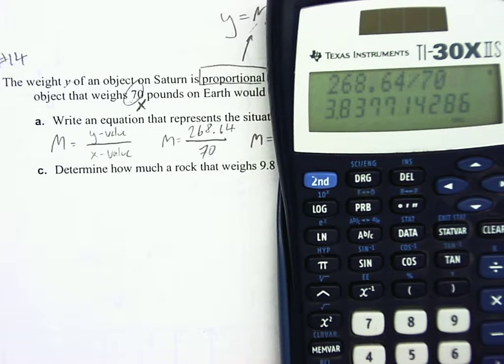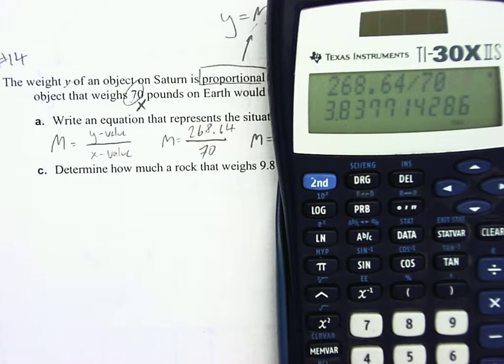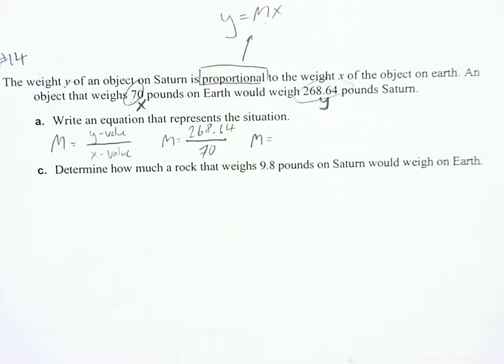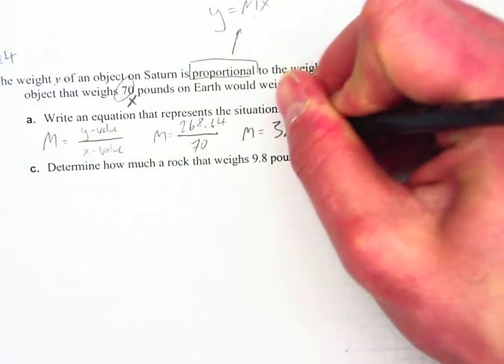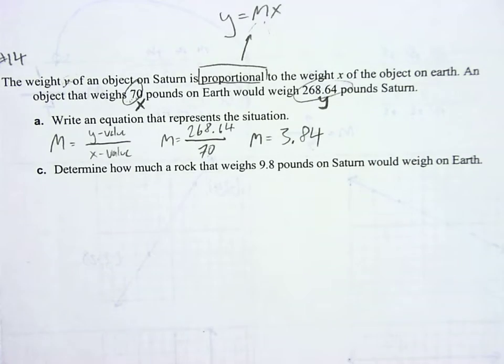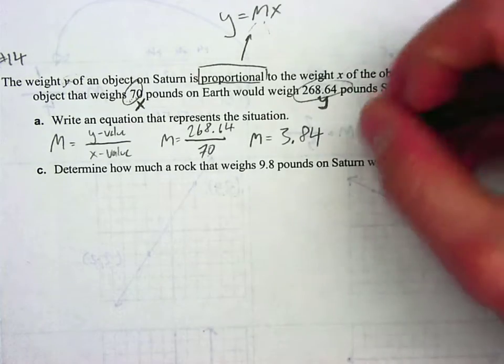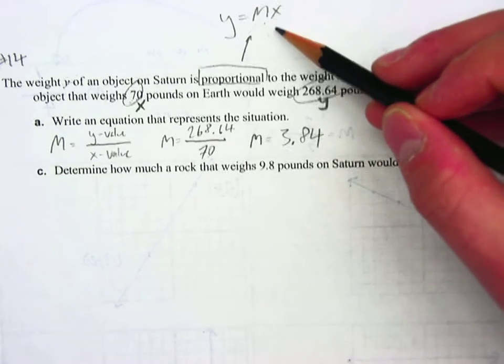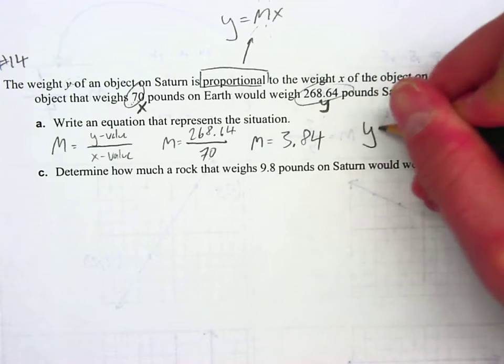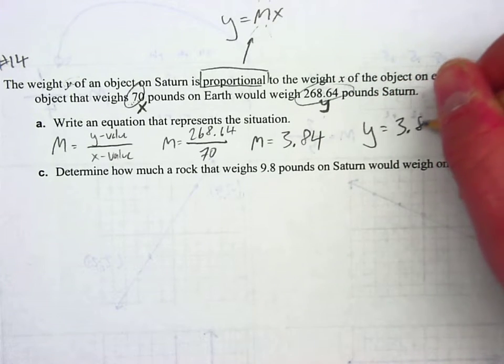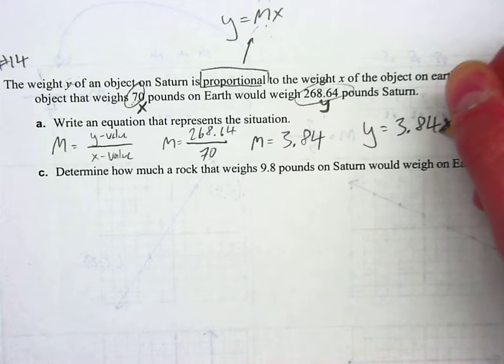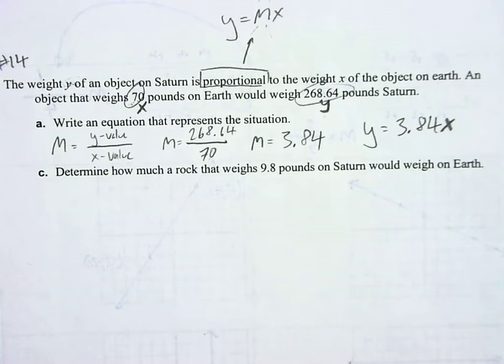And I get some long, atrocious decimal. We're going to round this off to 3.84. We're going to round to the hundredth. So m is 3.84. And that's the hard stuff, folks. Now all I need to do is write this equation right here. So I'm going to say y is equal to 3.84x. And that's part A. We did it. We wrote an equation that represents the situation.